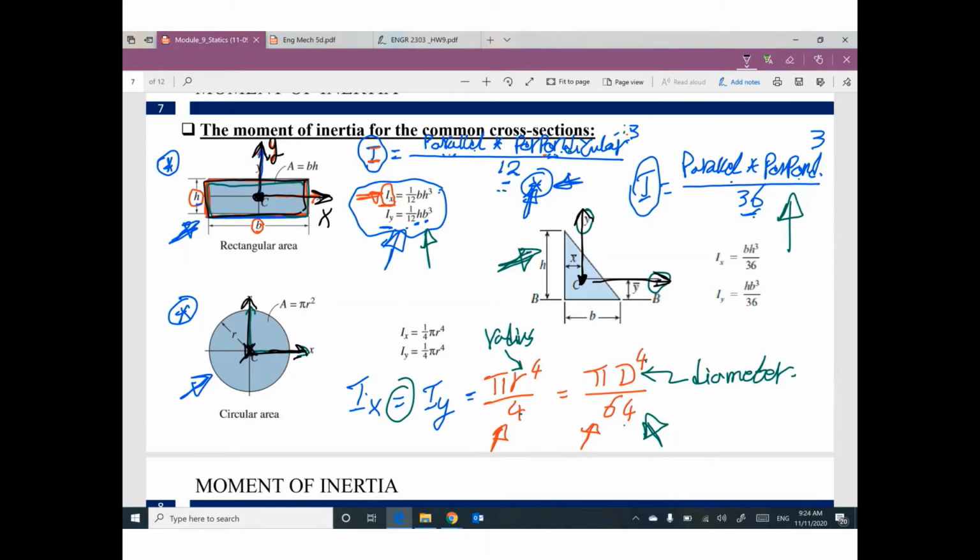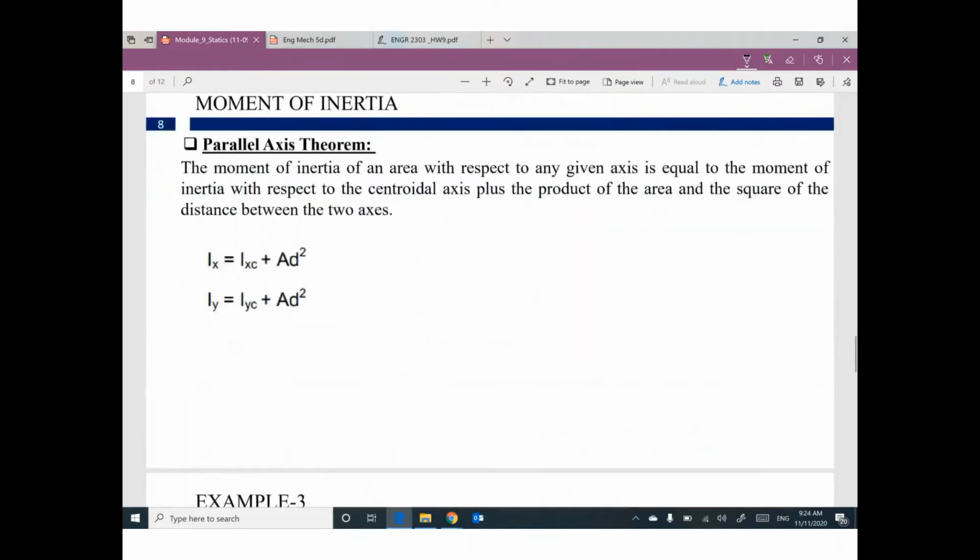Is this happening all the time? No, unfortunately, no. Sometimes we have a rectangle and here is the x-axis.